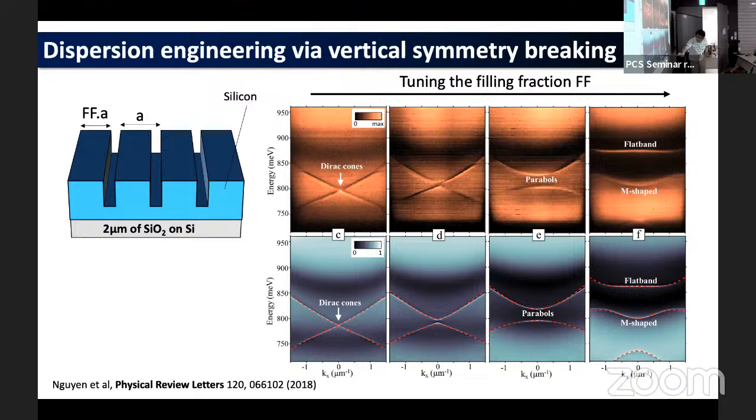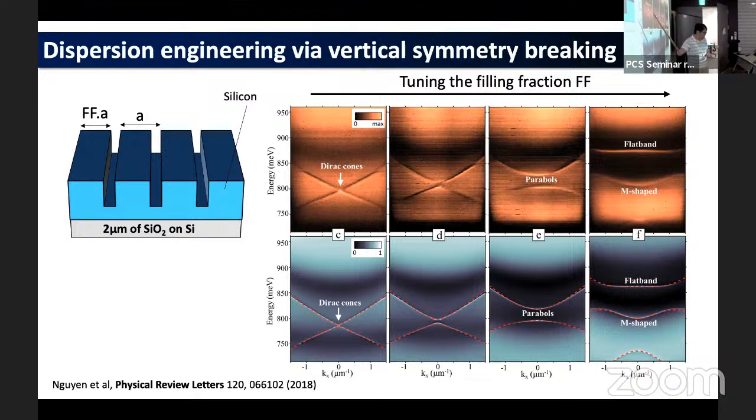Here the red dots are the analytical model that I showed you before, and below are numerical simulations of the reflectivity spectrum as a function of kx. On top are experimental measurements. As you can see, we have a very good agreement between experiment, simulation, and also the analytical model. And this is very fun because here we have two extreme cases. We tune something from Dirac cones to flat bands.